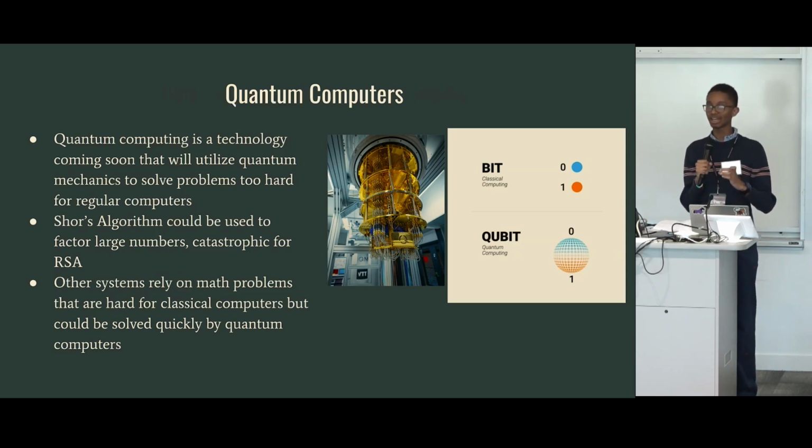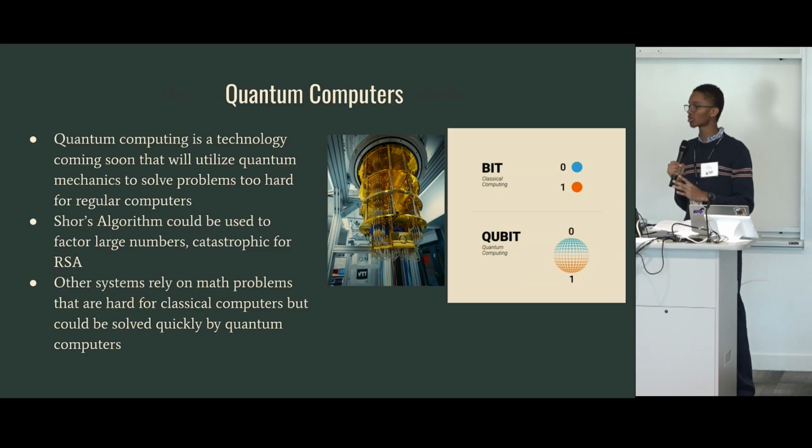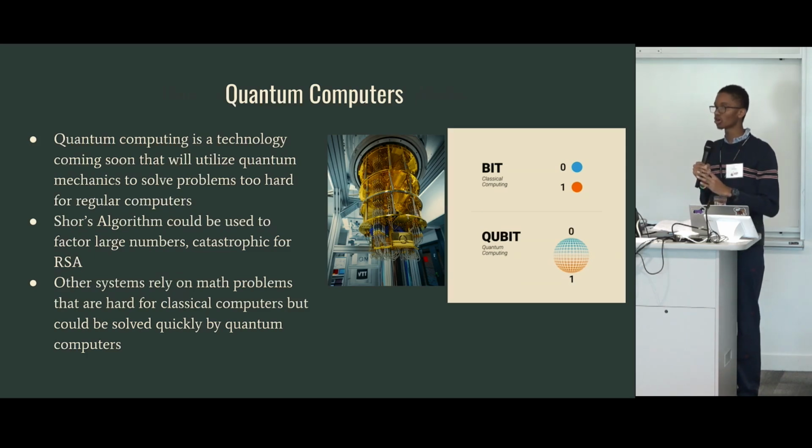Now, I'm going to hand the microphone over to Danny, who will explain what quantum proof crypto systems researchers are developing.